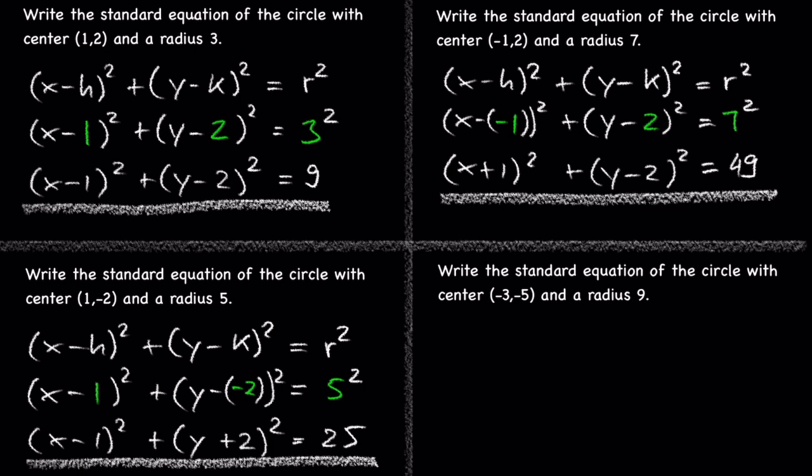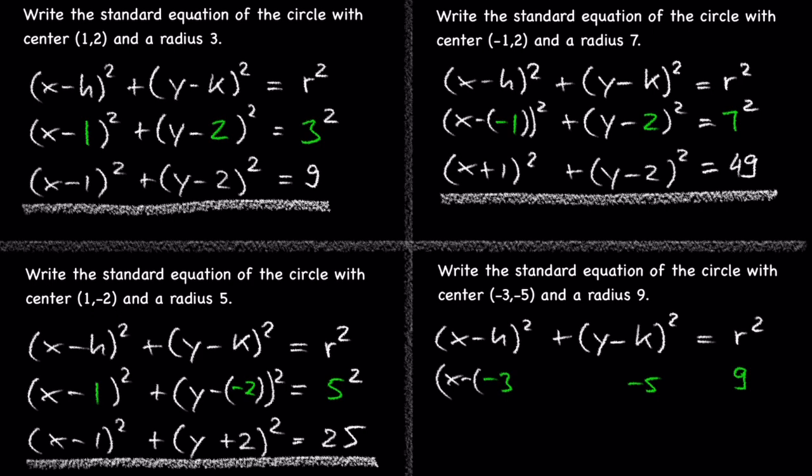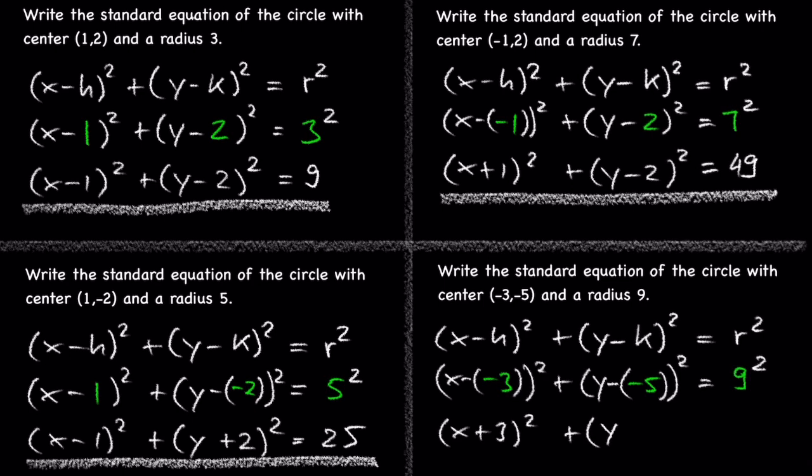Write the standard equation of the circle with center -3, -5 and a radius 9. h is -3, k is -5 and r is 9. x minus -3 is x plus 3. y minus -5 is y plus 5. And 9 squared is 81.